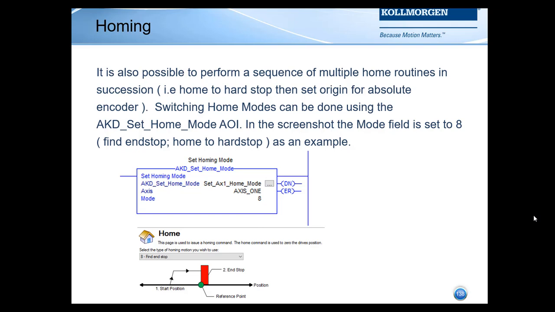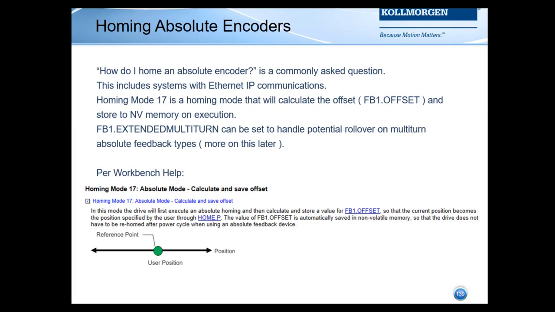Therefore you could have two AKD set home mode add-on instructions in your ladder. First you would trigger the first one and set the homing mode to 8, home to hard stop. Then you would execute the AKD home add-on instruction to trigger it. When that's complete, you would trigger the other AKD set home mode add-on instruction and set the homing mode to 17. Then you would re-trigger the AKD home add-on instruction again in order to set the origin or position for the absolute encoder. To reiterate, how do I home an absolute encoder is a commonly asked question.